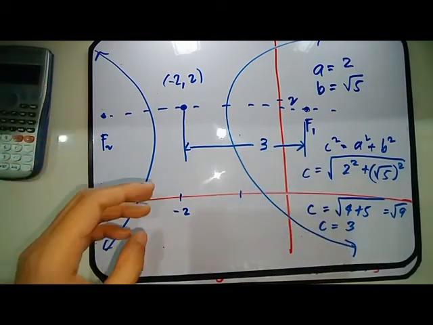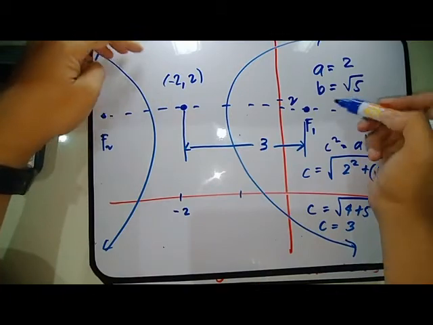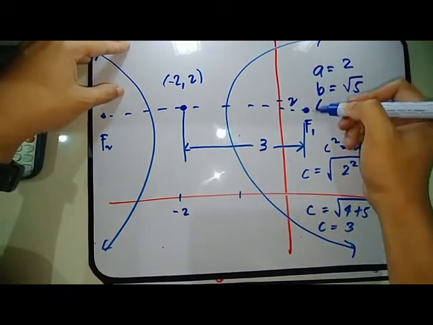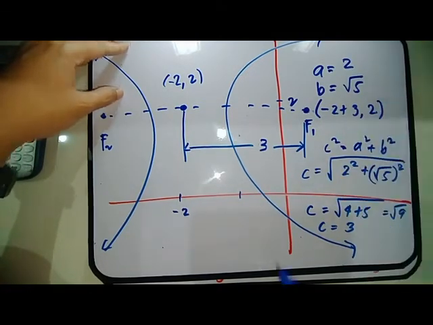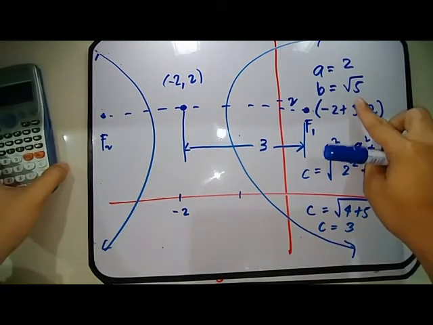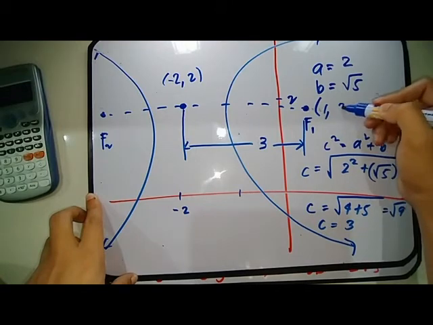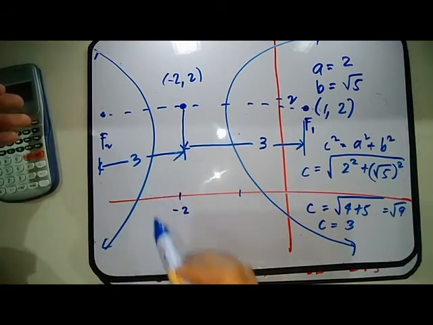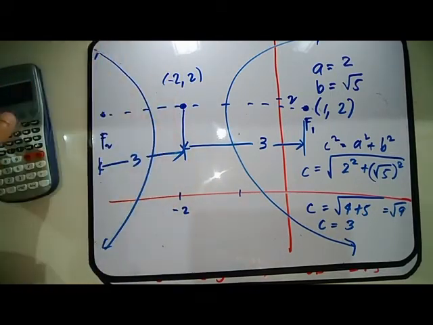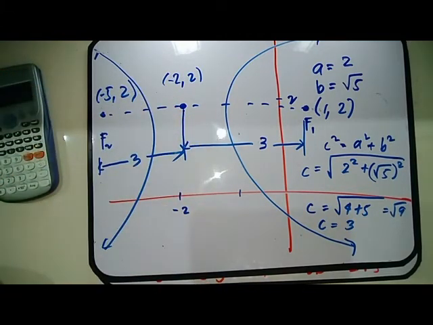So therefore, if we are going to find this coordinate, mag-add lang tayo ng 3 sa x niya kasi yung x yung nagbago. So this point is, you have negative 2 plus 3, then 2. Hindi nagbago yung y na height. So negative 2 plus 3, that is 1. So 1, 2 yung dito sa right side. Then sa left side, this is also 3 units din siya. So, magbabawas tayo ng 3 sa x. So, negative 2 minus 3. So, this is negative 5, 2. So, those are the location of our foci, yung dalawang focus.